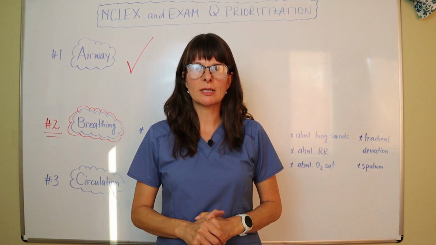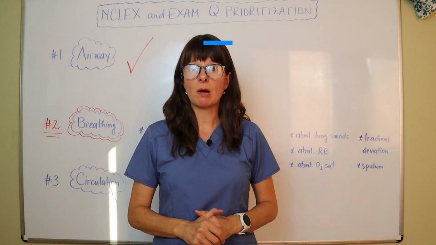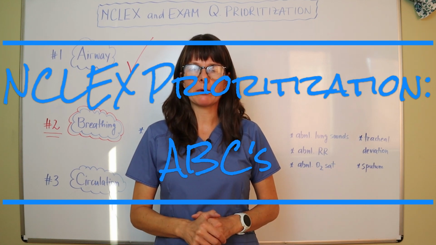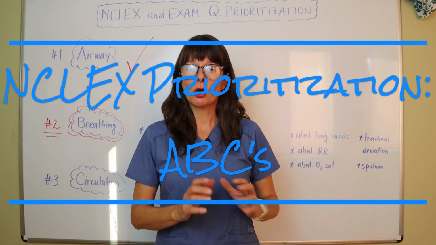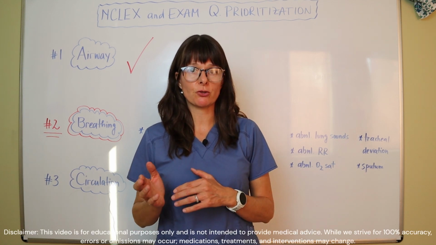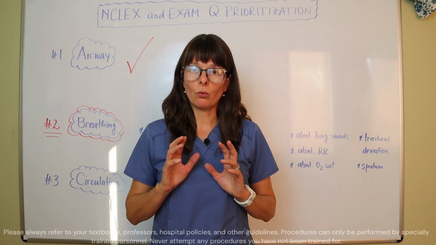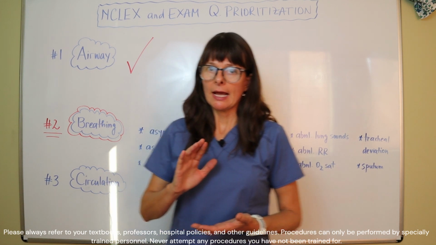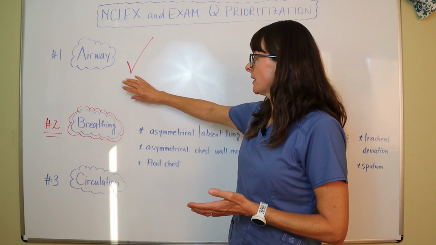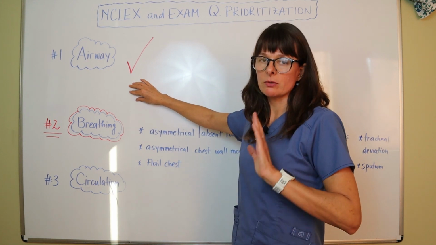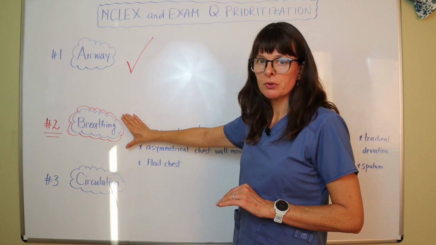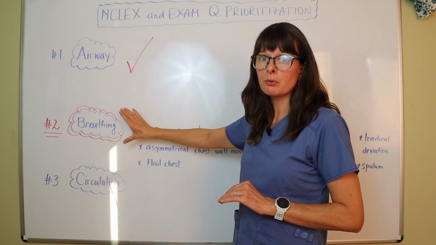Welcome to Nursing School Explained and this second video about how to prioritize NCLEX as well as exam questions appropriately, going into the ABC, airway, breathing, circulation approach. Now, if the question gives you the information and you determine that there is no problem with the airway, so A, check mark. And then for number 2, you see any of these terms for breathing.